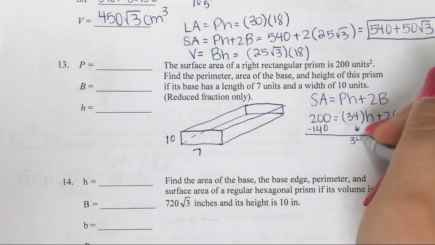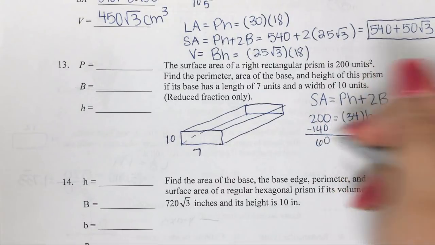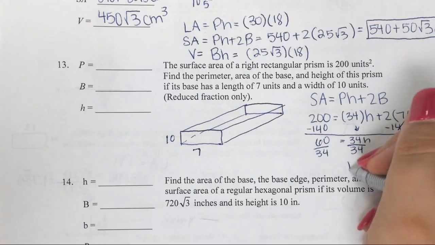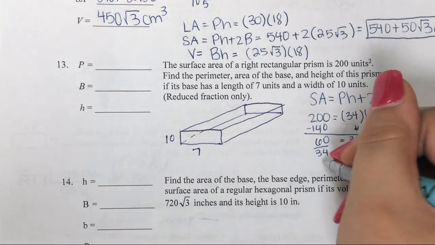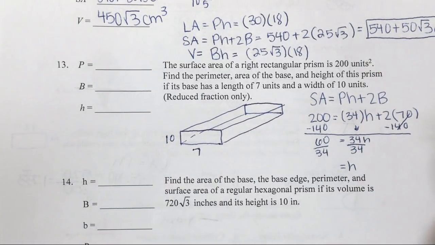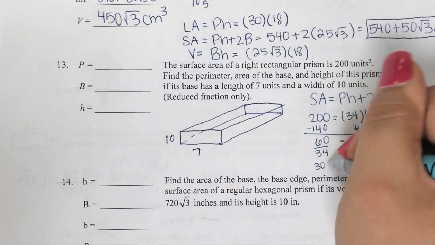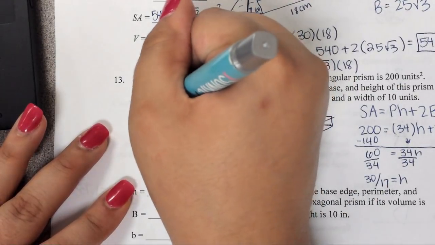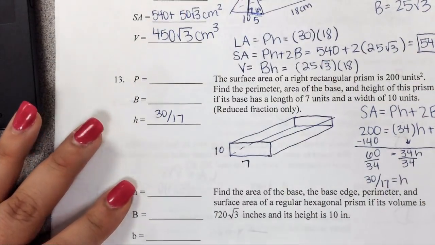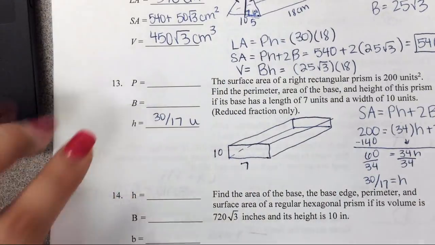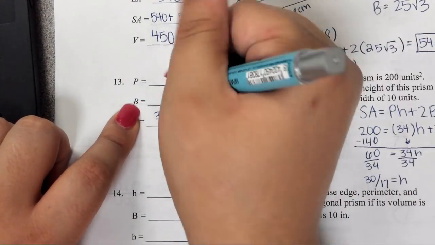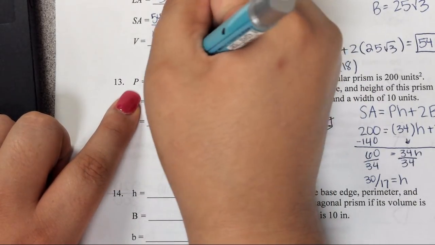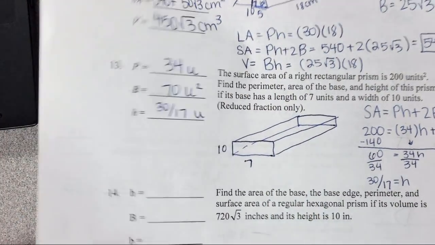Are y'all following me? Okay. Make sure I don't make any mistakes. Yeah, we are. 30 over 17? That looks good. So do I have any units? Oh, it's just units. So my height is 30 over 17 units. Oh, we already figured this out. What was the base? 70 units squared. And what was the perimeter? 34 units. Cool. All right.